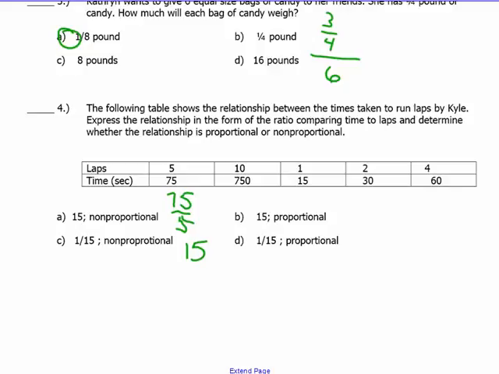So I have to see if I divide each and every one of these, is it going to be proportional or not proportional? So if I do 75 divided by 10, this one gives me 7.5. These don't match, which means it is non-proportional. And we took the first one to get the 15, but it certainly wouldn't be 1/15.